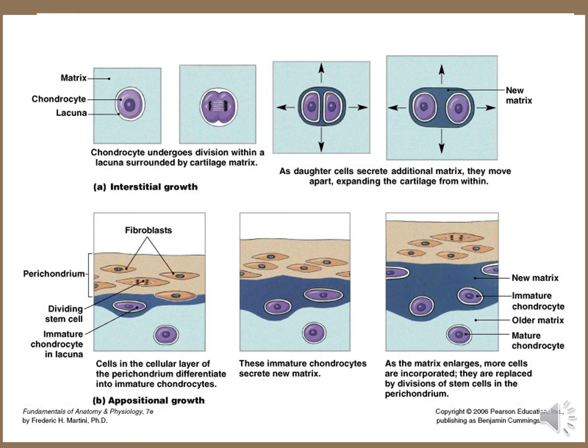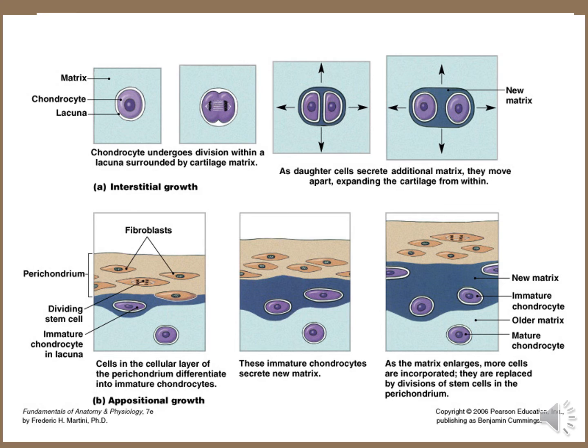This gives you a picture of what is interstitial growth and appositional growth. Interstitial growth shows you on top that we are taking an individual cell, a chondrocyte, and that inside of that lacunae the chondrocyte actually replicates. And as it replicates, we create new matrix outside of it. Remember, the matrix is the fibers and the fluid. And so now we've increased the number of cells and we've increased the matrix. And so we get growth of the cartilage.